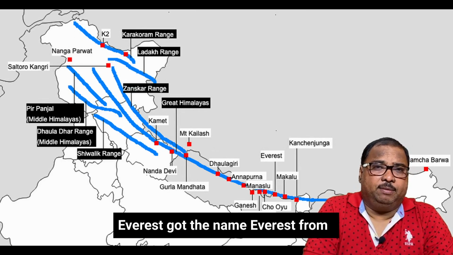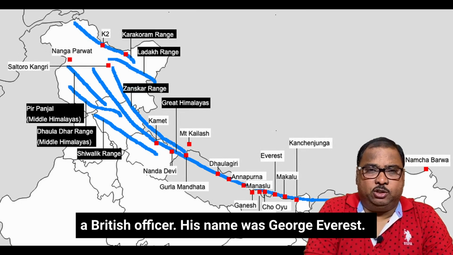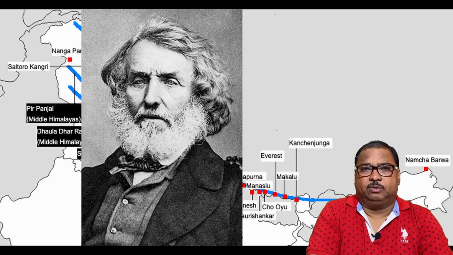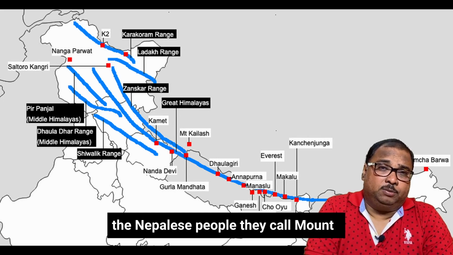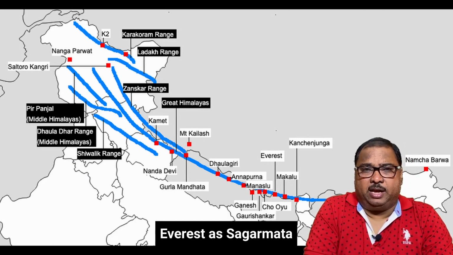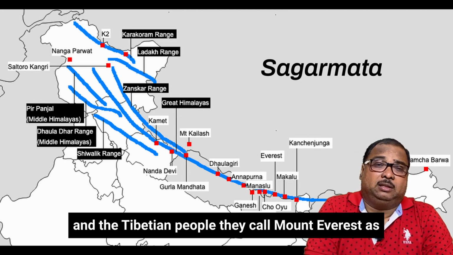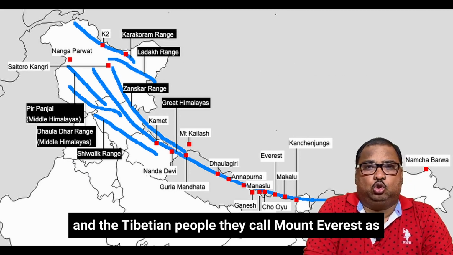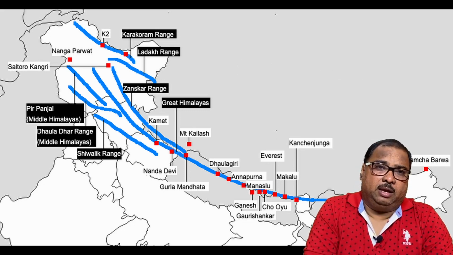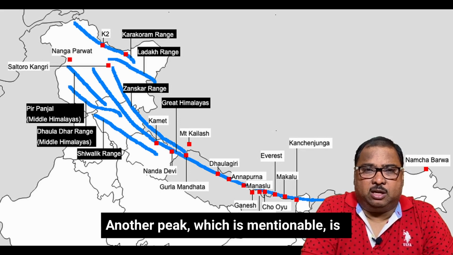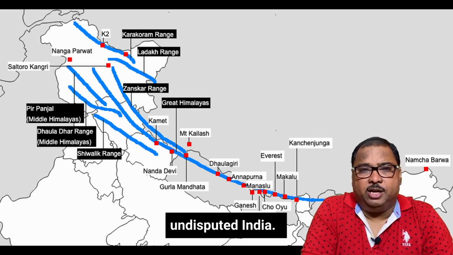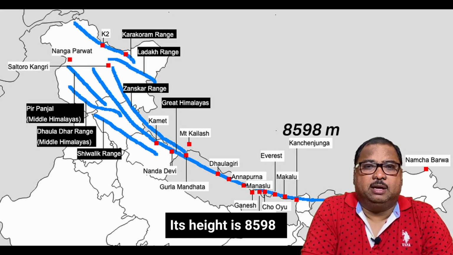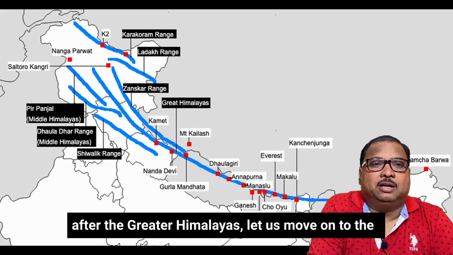Mount Everest got the name Everest from a British officer. His name was George Everest. The official name of Mount Everest is Peak 15. The Nepalese people, they call Mount Everest as Sagarmatha, and the Tibetan people, they call Mount Everest as Chomolangma. Another peak which is mentionable is Kanchenjunga. It is the second highest peak in undisputed India. Its height is 8598 meter.